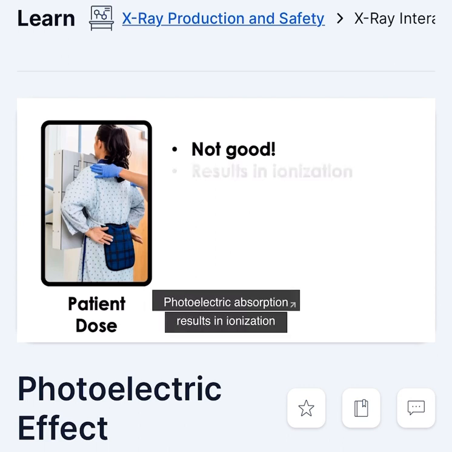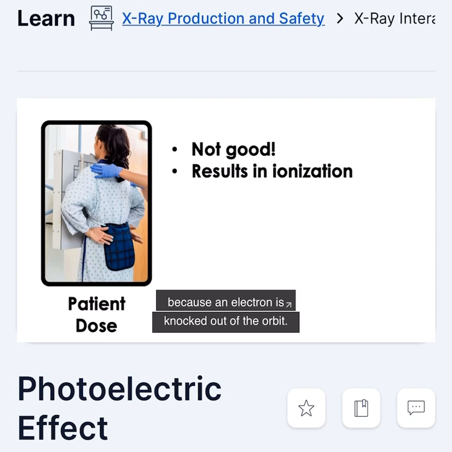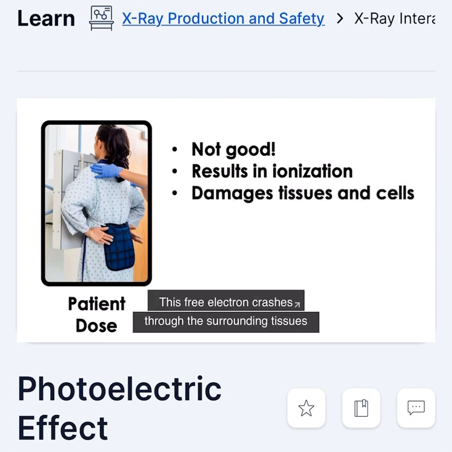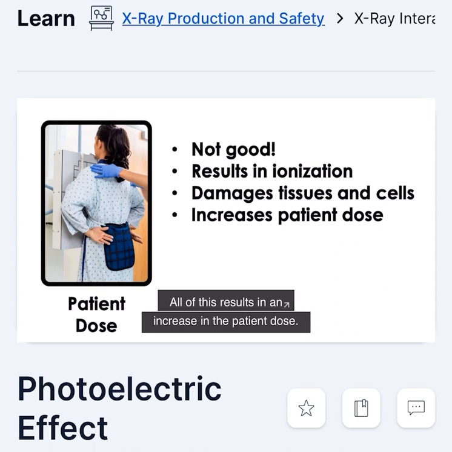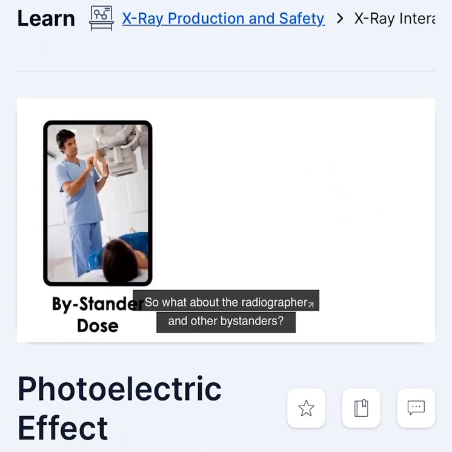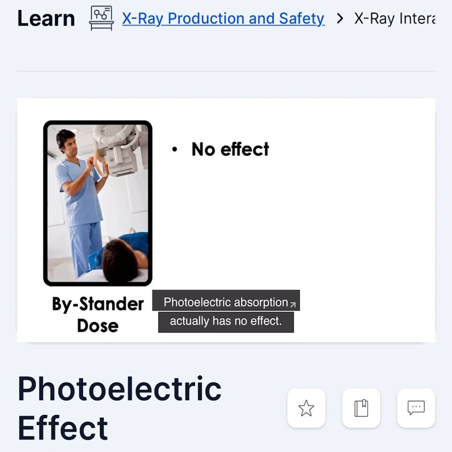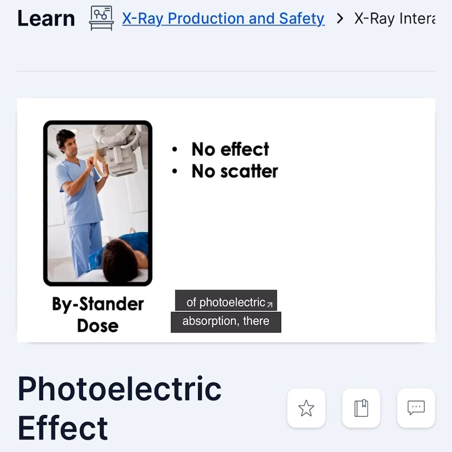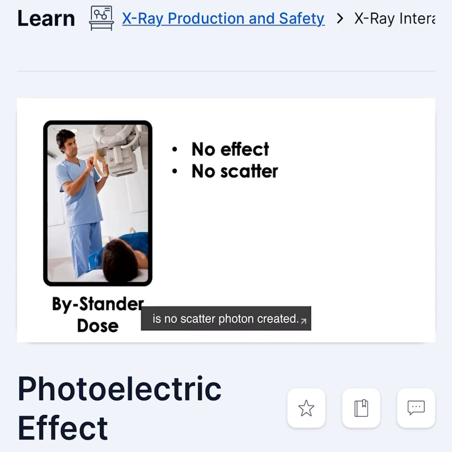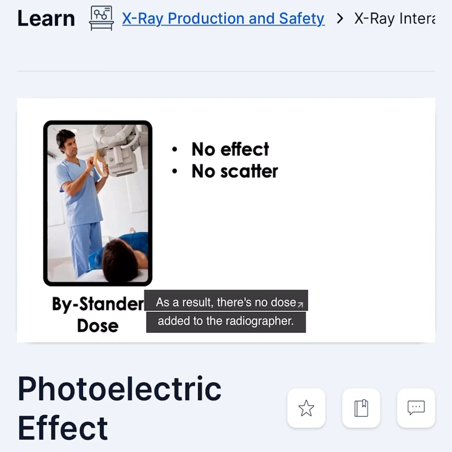Here's why. Photoelectric absorption results in ionization because an electron is knocked out of the orbit. This free electron crashes through the surrounding tissues and damages those tissues and cells. All of this results in an increase in the patient dose. In fact, 100% of the photon energy gets absorbed in the patient's tissues. So what about the radiographer and other bystanders? Photoelectric absorption actually has no effect, and that's because in the process of photoelectric absorption, there is no scatter photon created. As a result, there's no dose added to the radiographer.